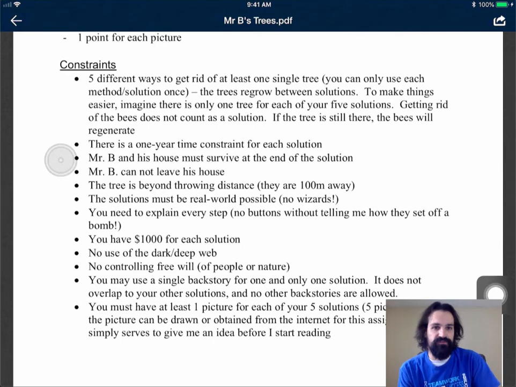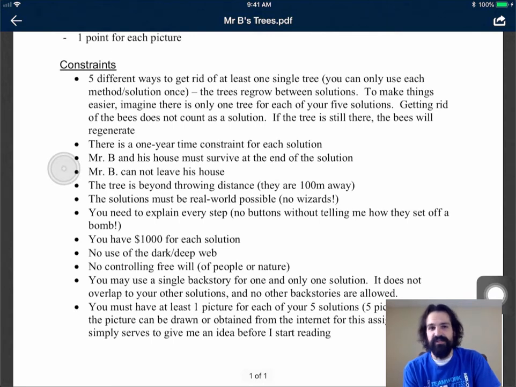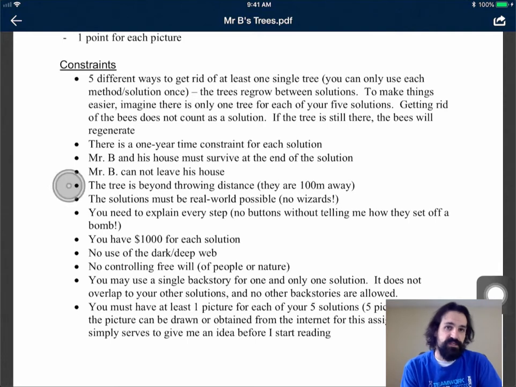I won't survive. Also, I cannot leave, or Mr. B cannot leave his house. So you can't say he goes out and shovels his driveway because that would require him to leave his house. The tree is beyond throwing distance. No matter how strong you are, I don't care if you're Tom Brady, you cannot throw anything to the tree. That is a hard defined rule. And for other solutions, if you're trying to think about, okay, well, how far is it?